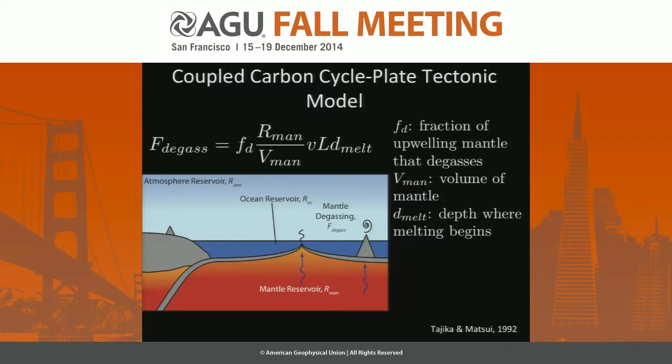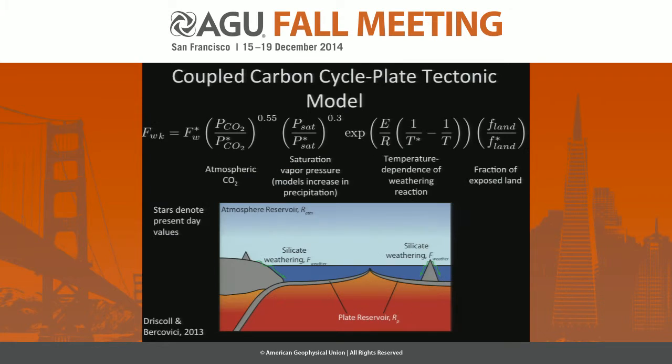There's the degassing flux. For ridge degassing, this depends basically on the concentration of carbon in the mantle. So it's a function of the size of the mantle-carbon reservoir over the volume of the mantle. This also depends on plate speed, as faster plate motions mean faster ridge spreading and a faster flux of mantle into this melting zone beneath ridges. And of course, it will also depend on the depth at which melting begins, which in principle is a function of surface temperature.